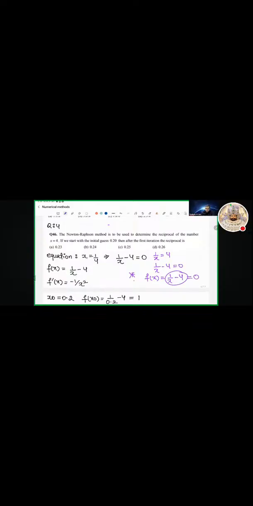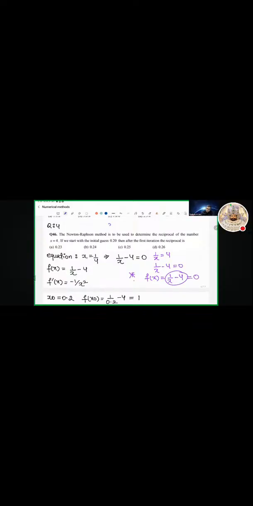What is the Newton-Raphson method? F of x is given. F dash x I can calculate. How will you calculate f dash x? You just need to differentiate. So the differentiation of 1 by x will be minus 1 by x square, and the differentiation of 4 will be 0. You see, this is where the mistake happens.